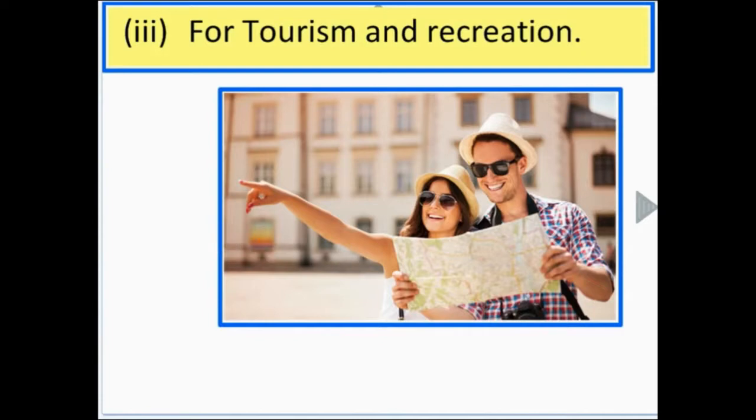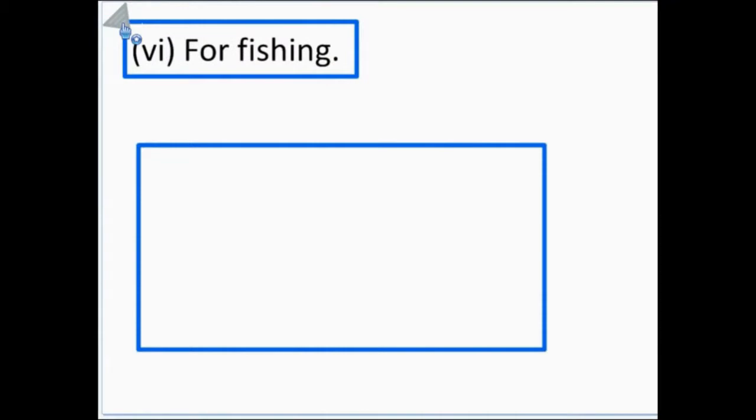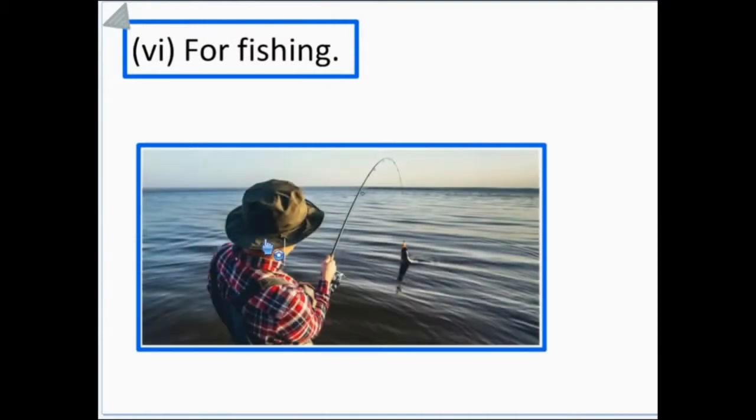Then furthermore, you can see another importance of rivers here. This has to do with fishing. Then again, you see this. This is a picture of a fisherman trying to catch fish from the river. Basically, this activity also provides a source of livelihood for people that engage in fishing as an activity. So that's another importance.